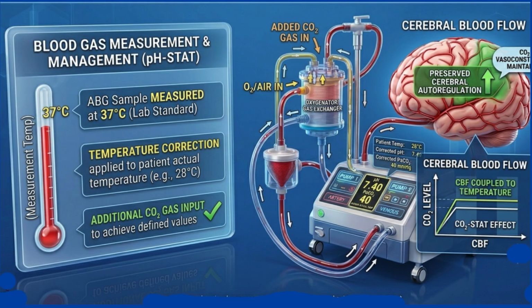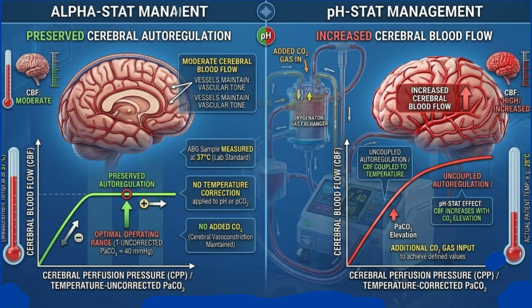pH-stat takes a different approach. Blood gas values are corrected to the patient's actual temperature. Additional carbon dioxide is introduced into the oxygenator gas flow. This maintains a temperature-corrected pH of 7.4 and a temperature-corrected carbon dioxide of approximately 40 millimeters of mercury. The result is increased cerebral blood flow and more uniform cooling. However, intracellular conditions become relatively more acidic compared with alpha-stat.